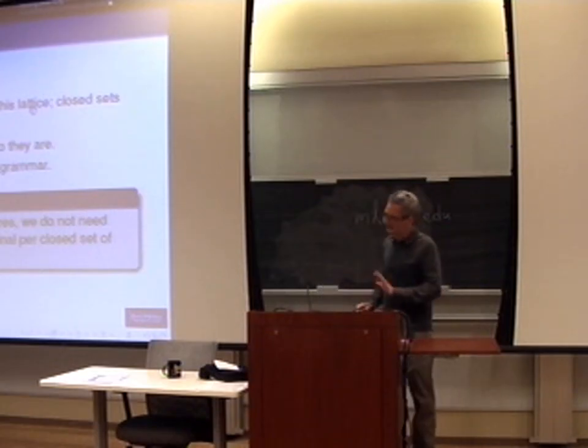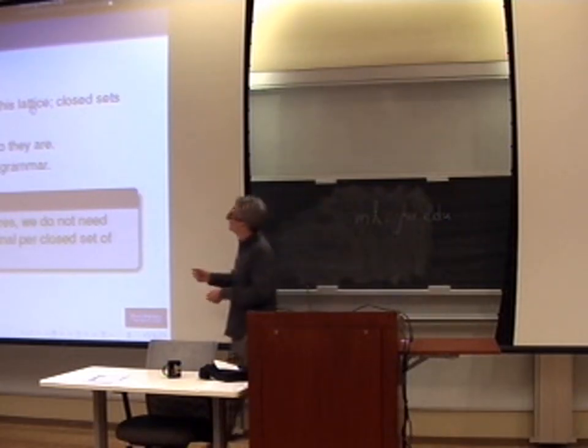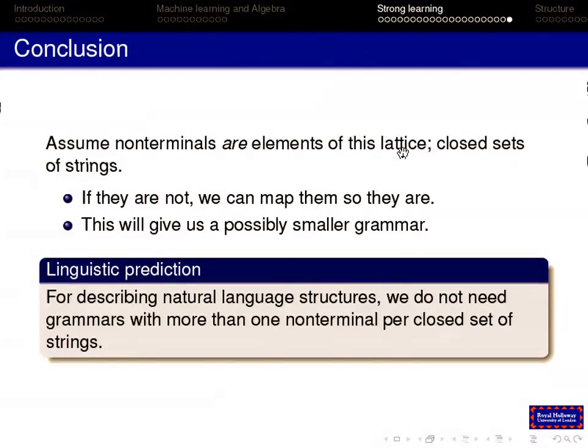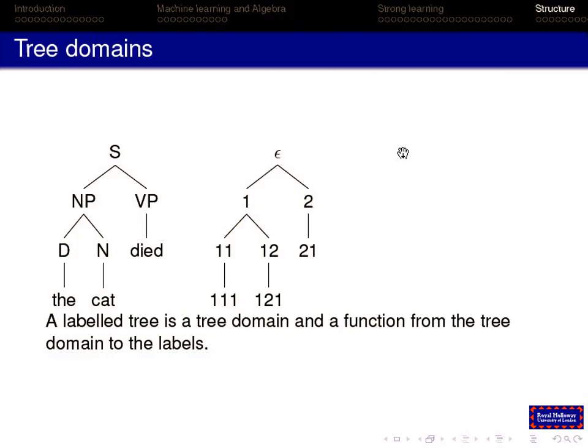So what we're going to do is assume now that the non-terminals in our context-free grammars are elements of this lattice. And the question is now, can we define a notion of structure which is based on this? So we're going to take trees of a fairly standard type, okay, where we have a tree domain which defines the structure, and then a mapping from that structure into a set of labels.